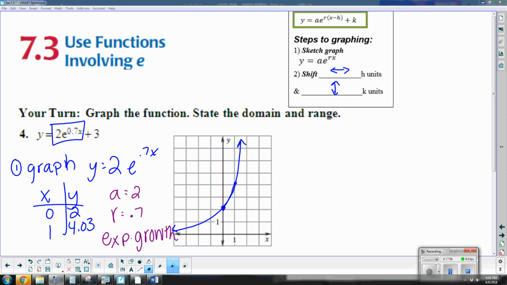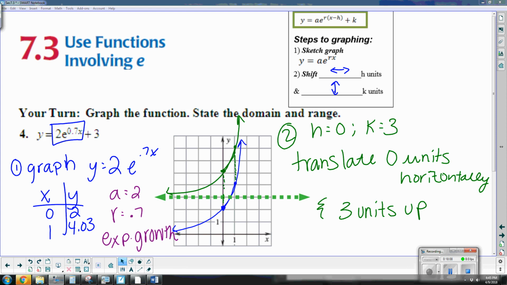After you have graphed that, you chose points 0 and 1 for your x values, and then evaluated your y values. After you've graphed that, then you translate. So now you can identify your h value as 0, which you can see from here. 0.7x is the same as 0.7x plus 0, plus 3, which is your k value. So k is equal to 3, which means we translate 0 units horizontally, but we move the whole graph up 3 units, including the asymptote. So it was at the x-axis, but now it's 3 units up.